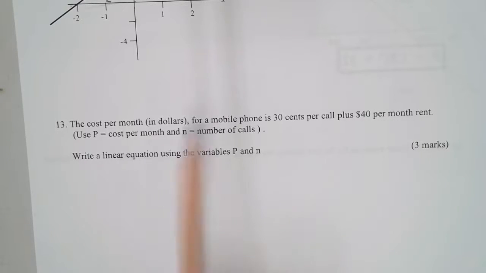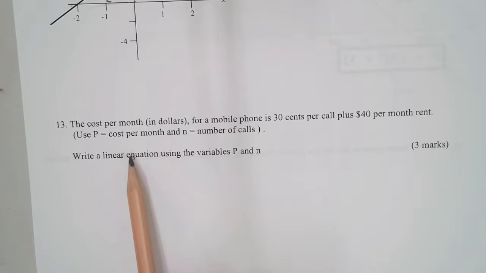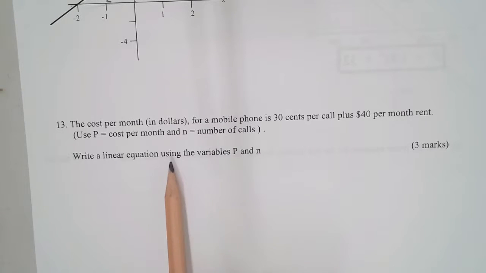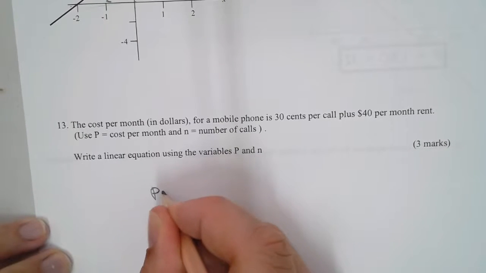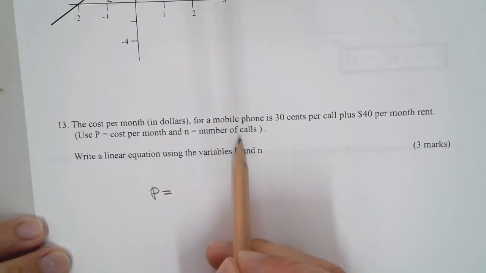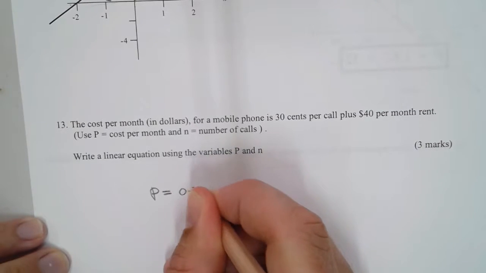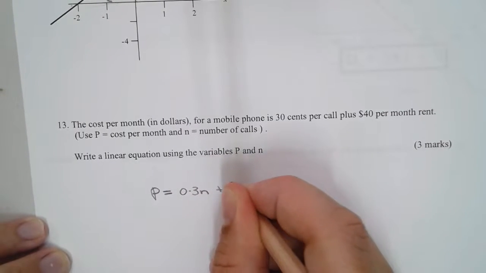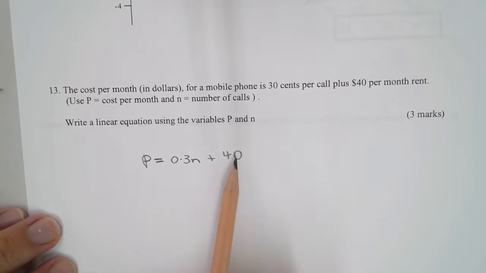13. The cost per month in dollars is 30 cents per call plus $40 month rent. Use P equals cost per month and N equals number of calls. Write a linear equation using the variables P and N. So the cost is how many calls, 30 cents per call. I'm going to put that in dollars plus 40. So that's in dollars and that's in dollars.